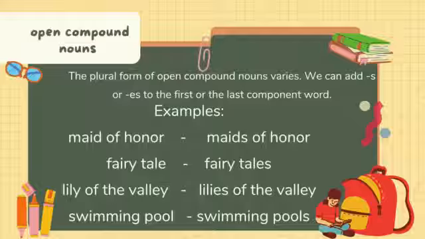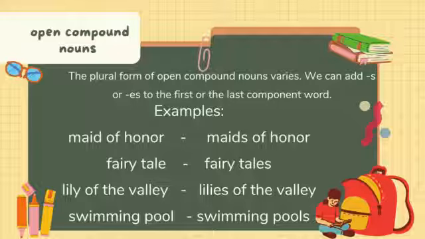So what are the examples? We have maid of honor. So where do we put the S or ES? On the first one. So we say maids of honor, not maid of honors. Okay? So this one, fairy tale, we put the S on the tales. All right? And the third one, we have lily of the valley. So we change Y to I and add ES. We have lilies of the valley.